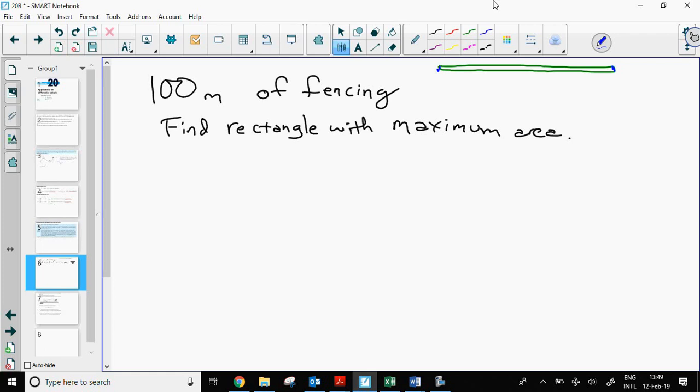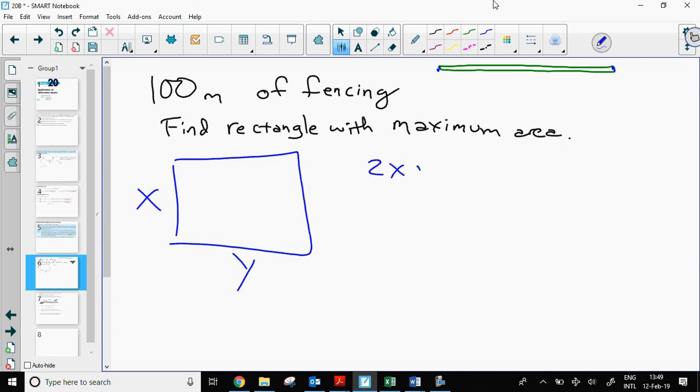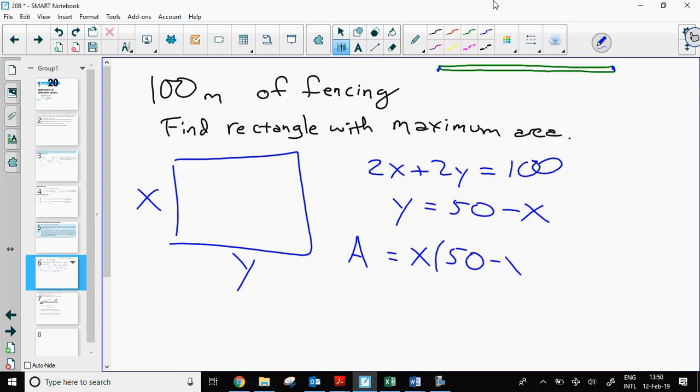So we have a generic rectangle. It has side lengths of x and y. We know, however, that 2x plus 2y is equal to 100, which means we can rewrite y as (100 minus 2x) divided by 2, or 50 minus x. That makes the area of this rectangle x times (50 minus x).